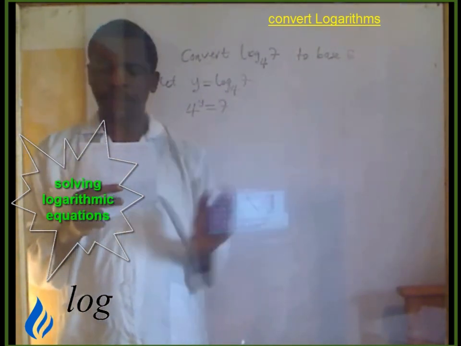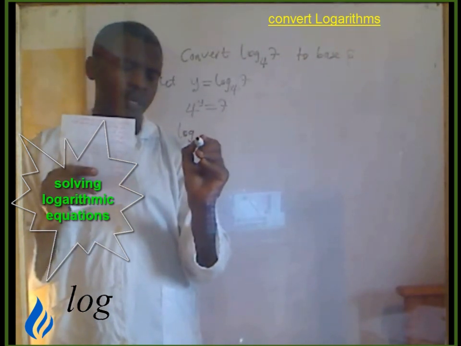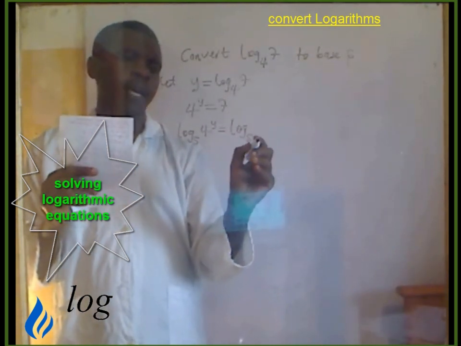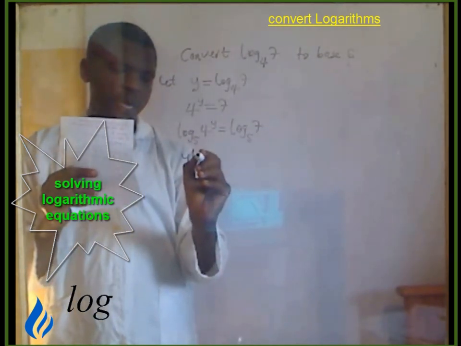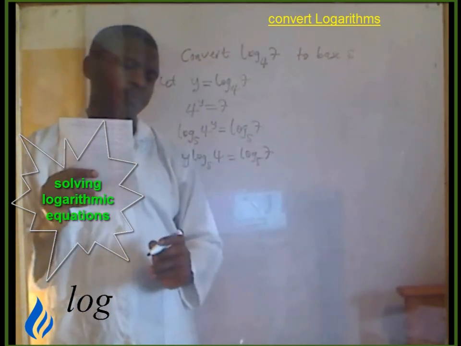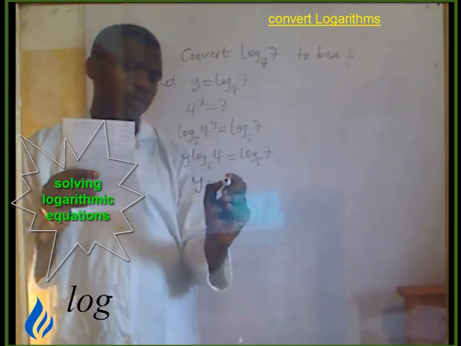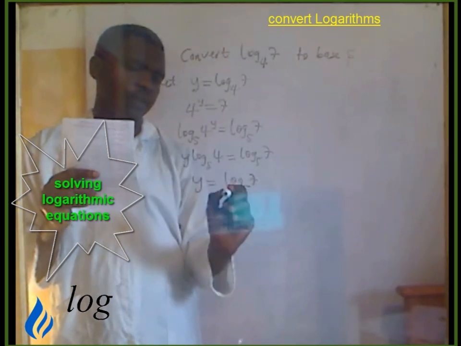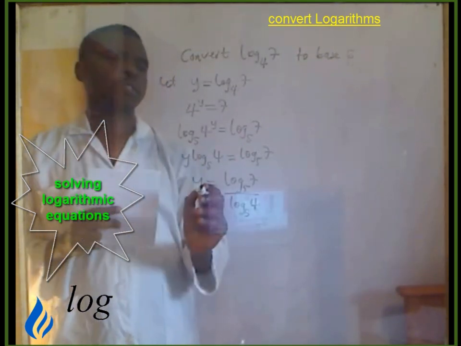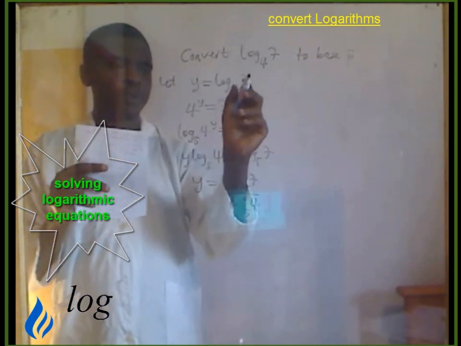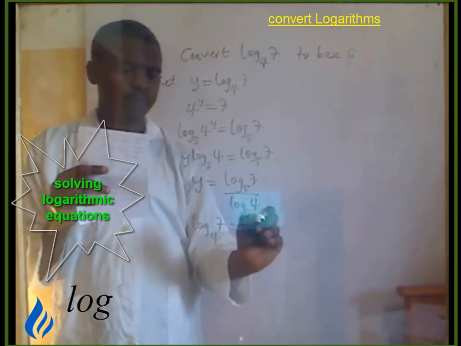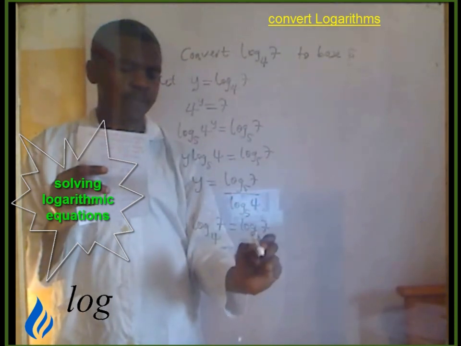So apply logarithm to base 5 on both sides. You'll have log to base 5 of 4^y is equal to log to base 5 of 7. This will give me y log to base 5 of 4 is equal to log to base 5 of 7. I divide all through, so y is equal to log to base 5 of 7 all over log to base 5 of 4. But what is my y? y is equal to log to base 4 of 7. So log to base 4 of 7 is equal to log to base 5 of 7 all over log to base 5 of 4.